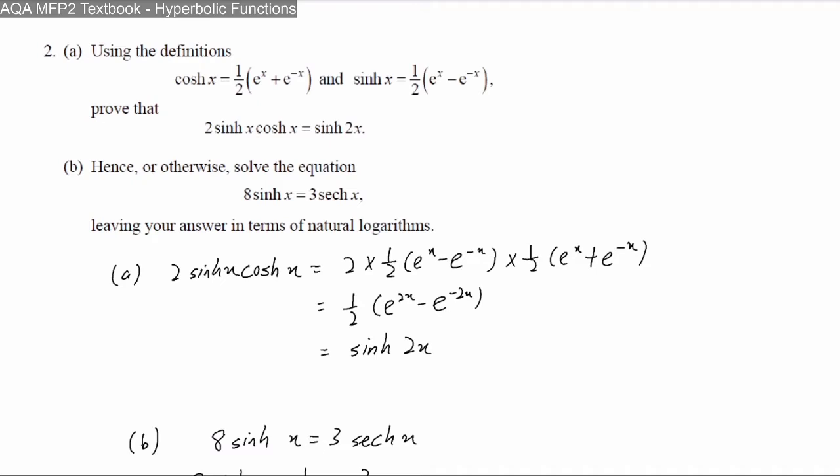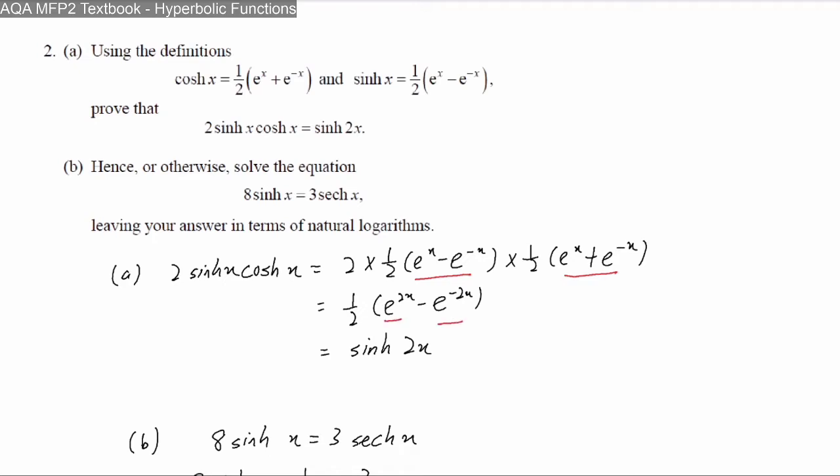The second question is, again, we have to use these definitions to prove the identity where 2 sinh x cosh x is equal to sinh 2x. So again, by using the definition for sinh x and cosh x, we just have to expand them. Apart from the constants, we have e to the power x minus e to the power negative x, multiplied by e to the power x plus e to the power negative x. This is some kind of expansion involving the a plus b, a minus b form. So at last we will get a squared minus b squared.